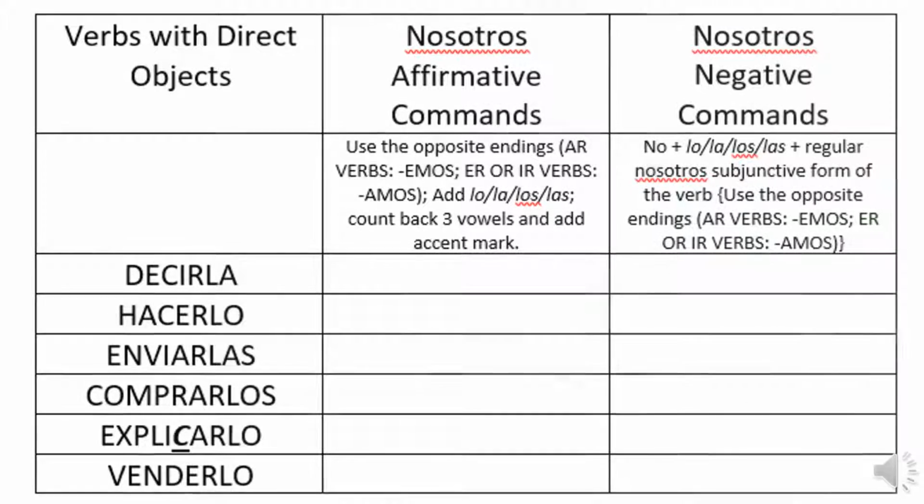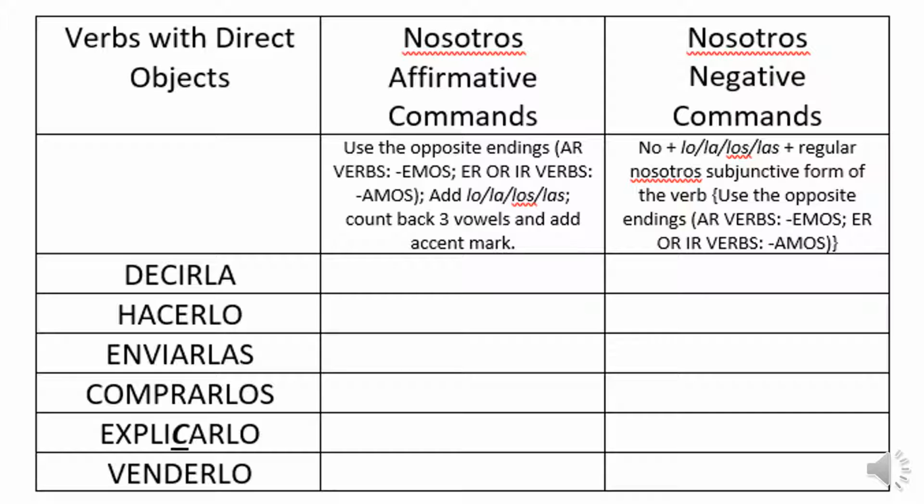All right. The third table is verbs with direct objects. This is like saying, say it, or do it, or send them, or buy them, or explain it, or sell it. A direct object tells who or what about the verb. So, what are you telling, or what are you sending, or what are you explaining.